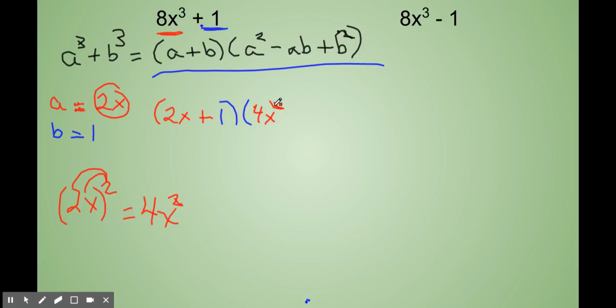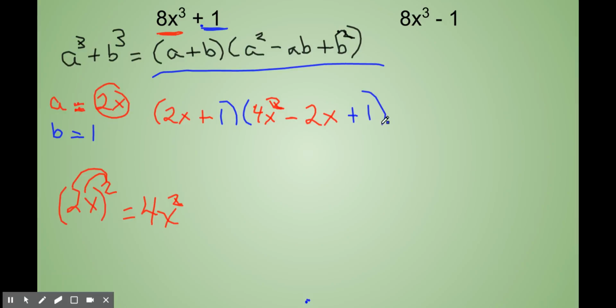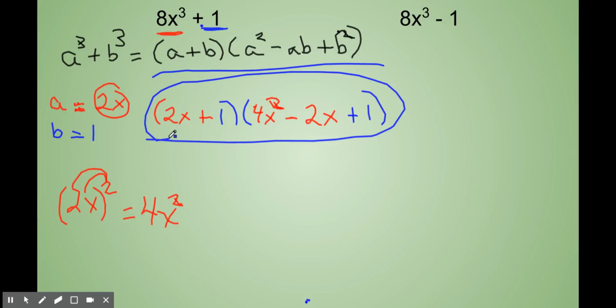I have a hard time writing 2's on here, but that's supposed to be a 2. And then minus ab, so 2x times 1. So we're going to take minus 2x because anything times 1 is itself. And then plus b squared, and our b value is 1, and 1 squared is also 1, so we're going to put a plus 1 here. And so this is how we factor this.